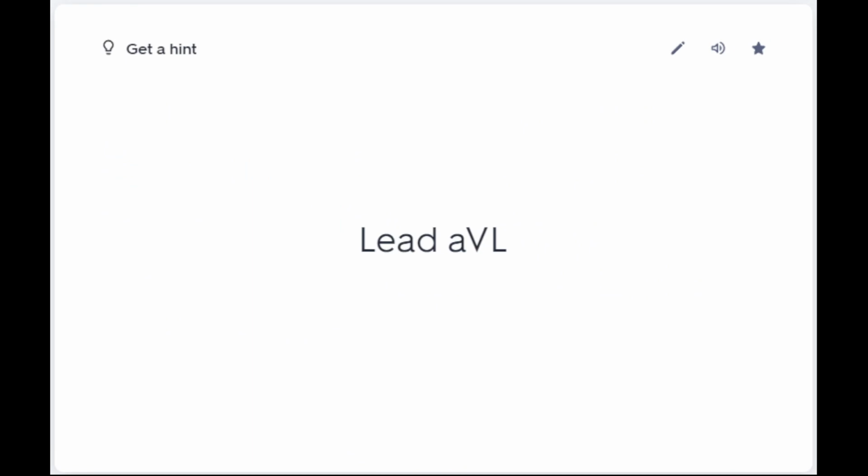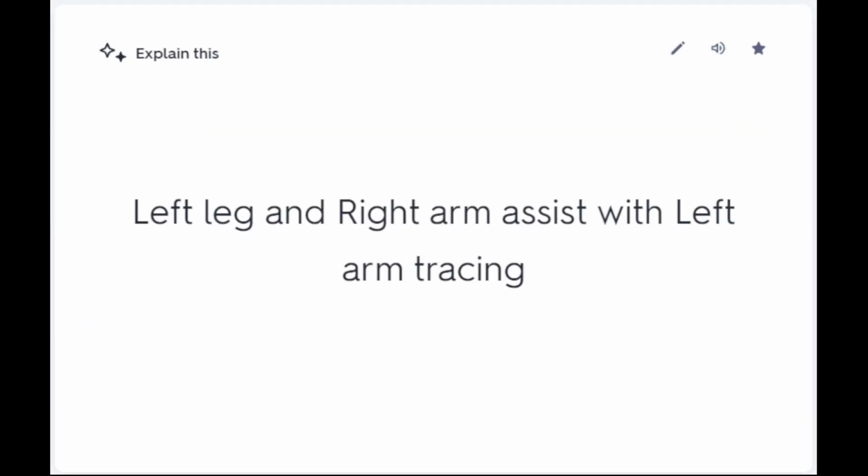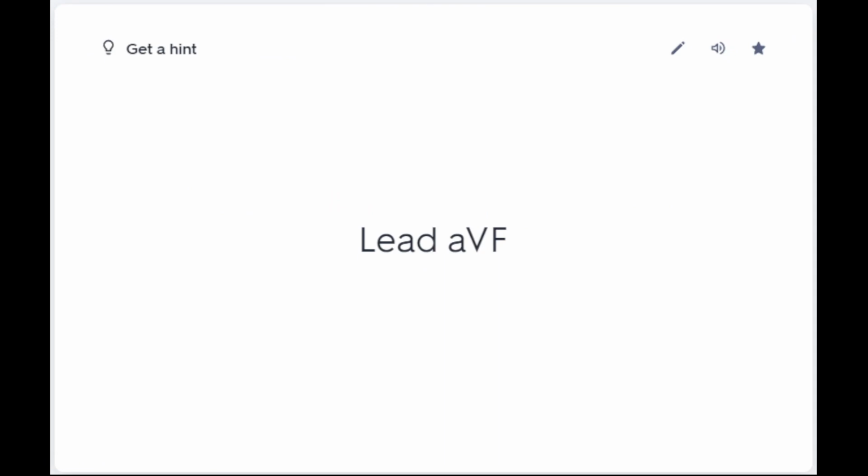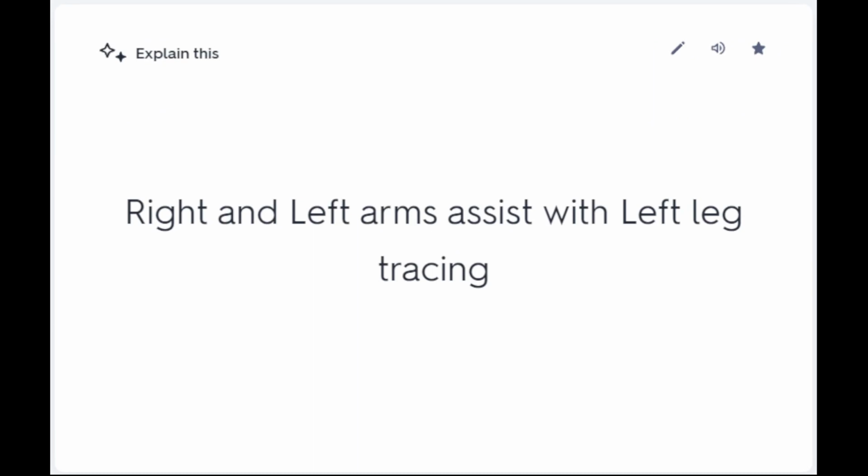Lead AVL: left leg and right arm assist with left arm tracing. Lead AVR: left arm and left leg assist with right arm tracing. Lead AVF: right and left arms assist with left leg tracing.